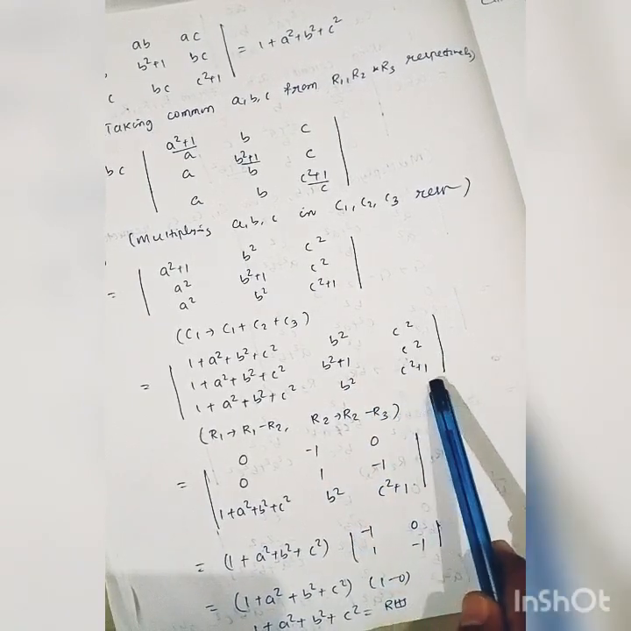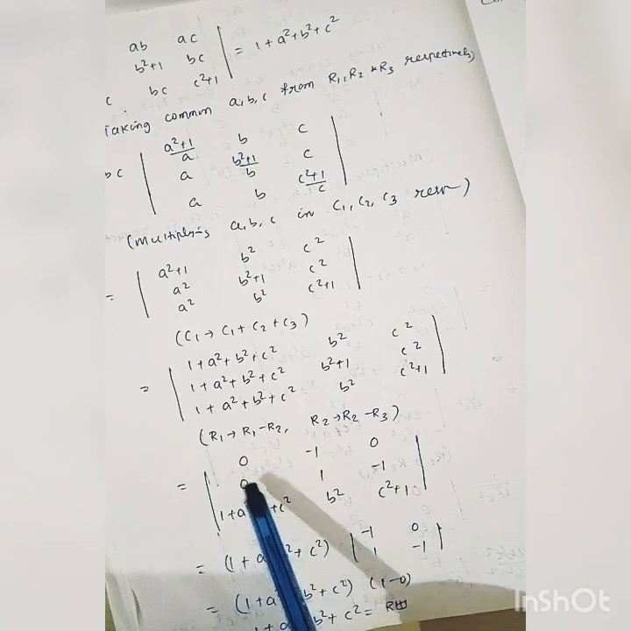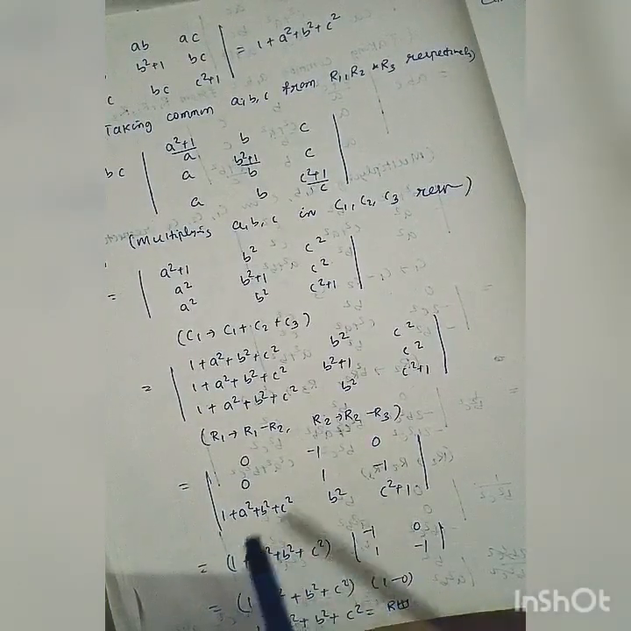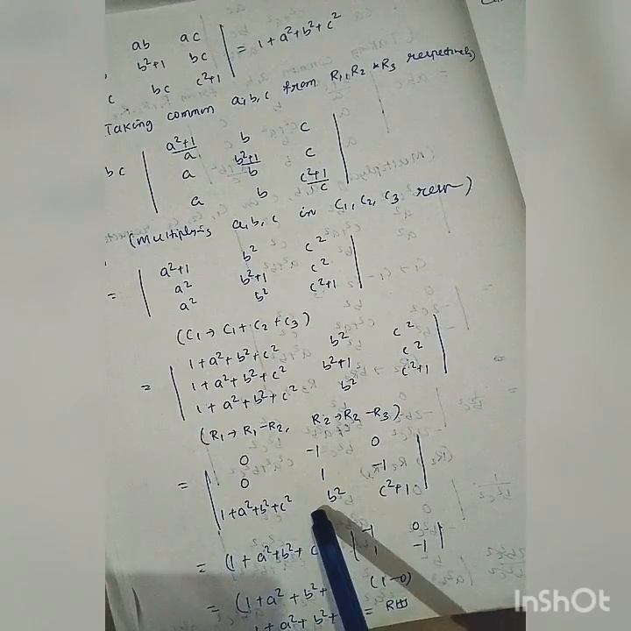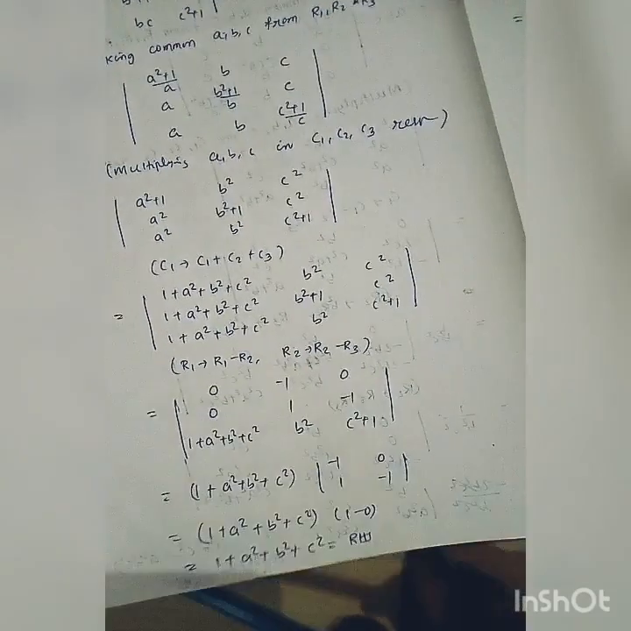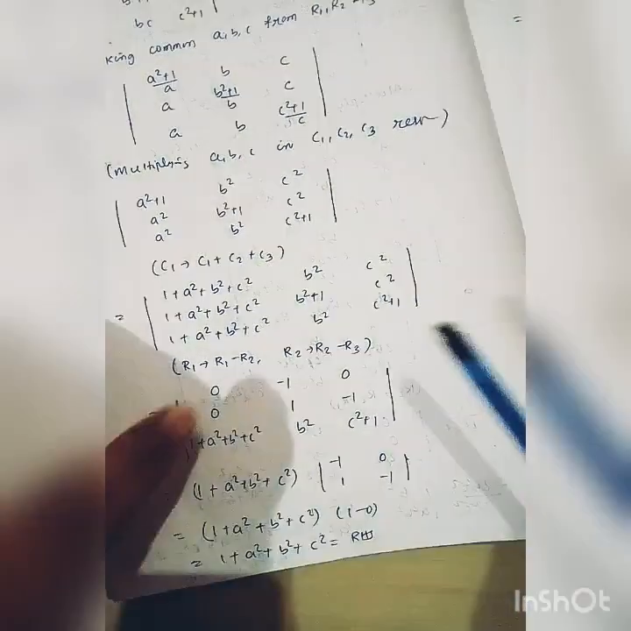Again c square minus 1, it is minus 1. Similarly row 3. Now expand this along column 1 by deleting column 1 and row 3. We get 1 plus a square, b square plus c square. Again minus 1, 0, 1, minus 1, which on solving we get this as 1 plus a square plus b square plus c square.